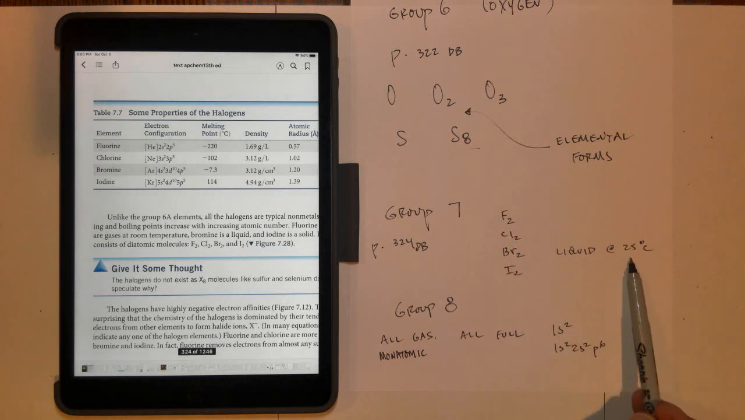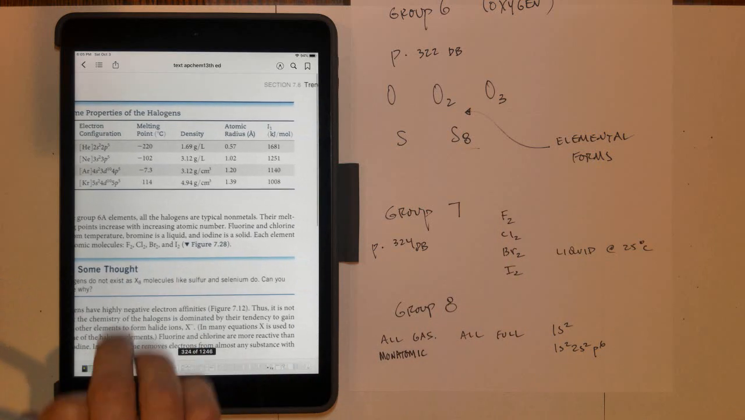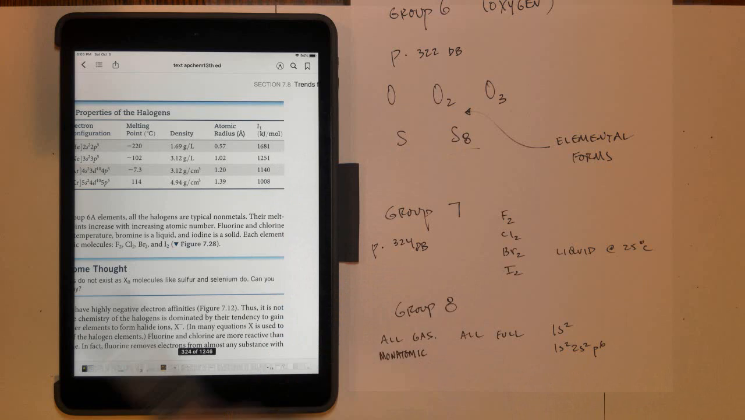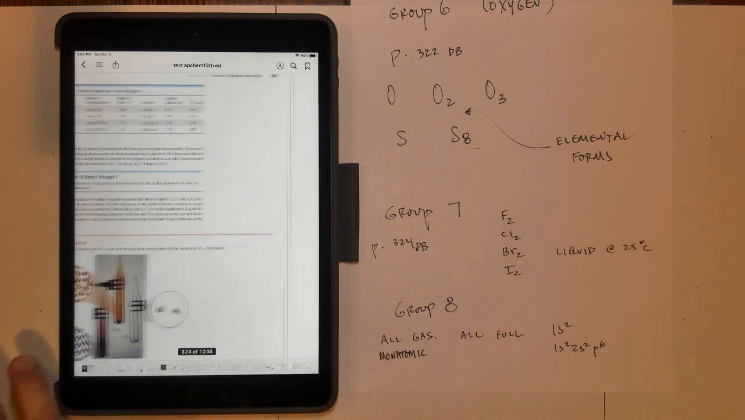Bromine's a liquid at 25 degrees Celsius, so it's one of 2 elements on the periodic table that's a liquid at room temperature in its elemental form. Iodine's a solid, and then these 2 are gases right here. You can see that the atomic radius, of course, increases, and therefore the ionization energy decreases because the electrons are further away in iodine's atomic radius than fluorine's. Last ones are the noble gases.